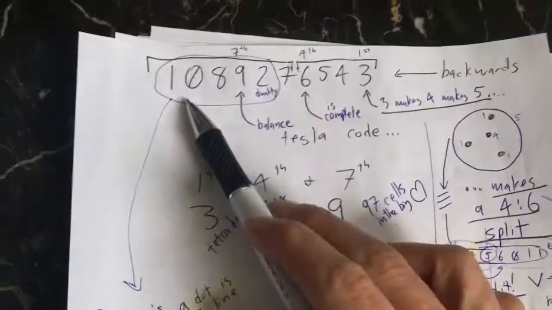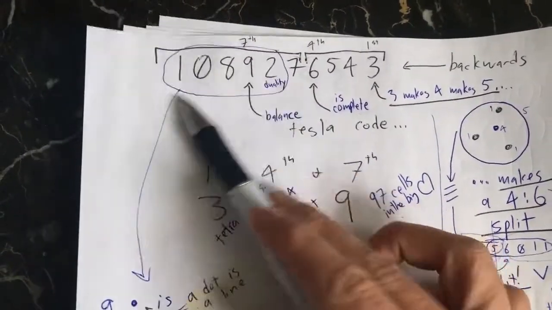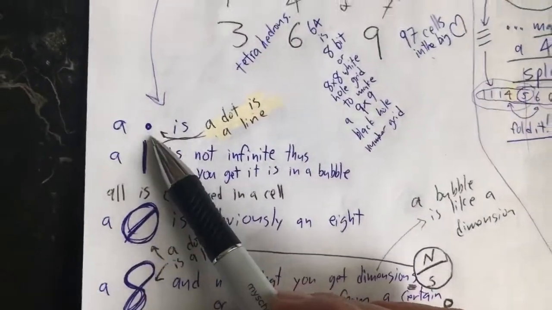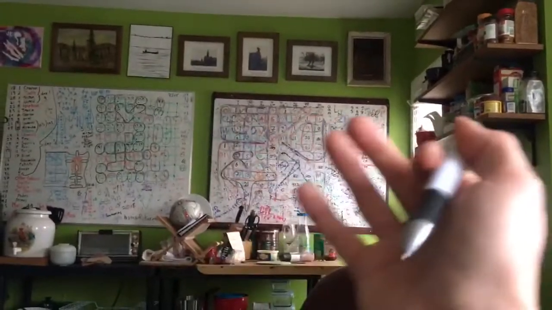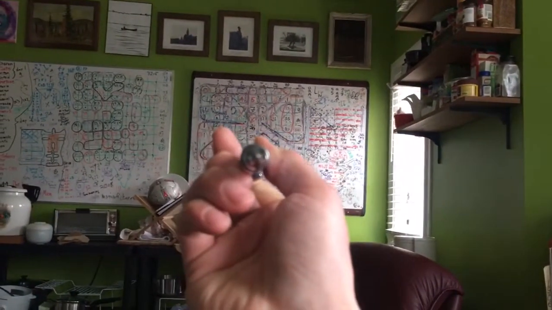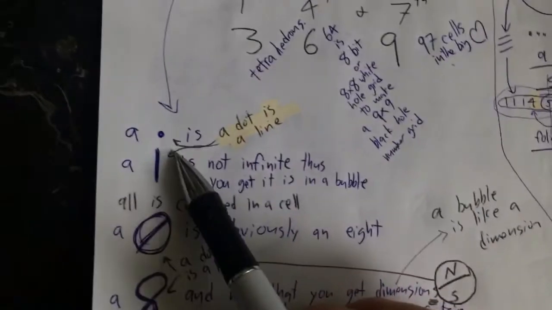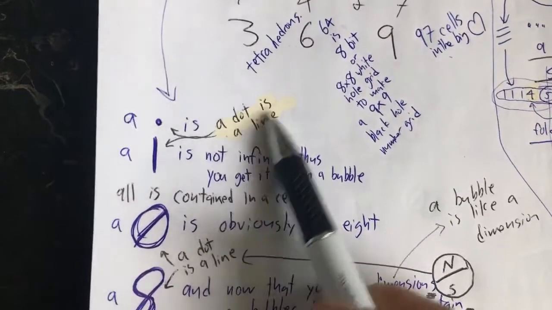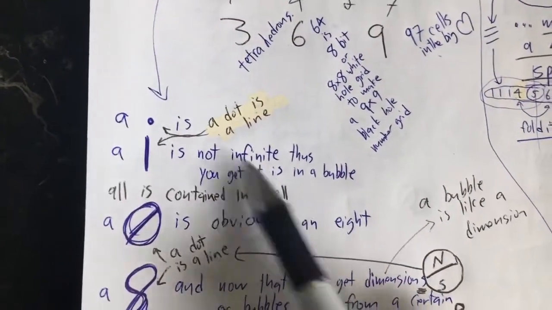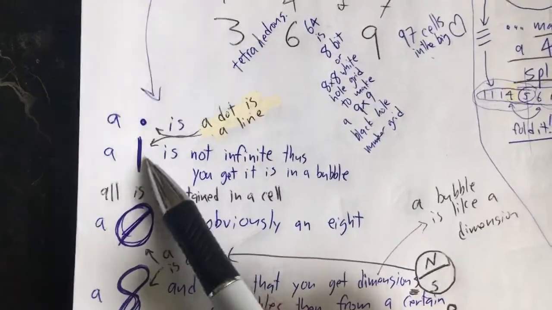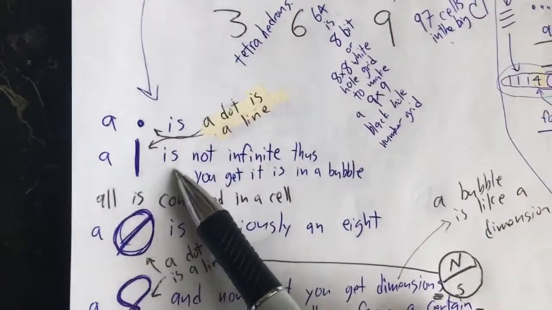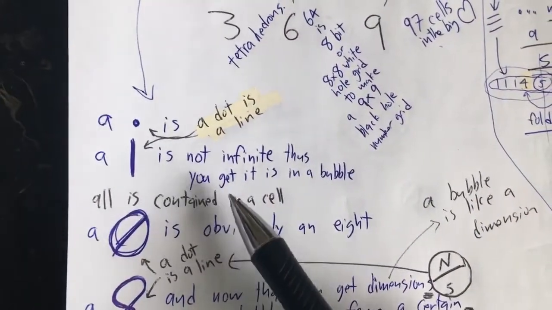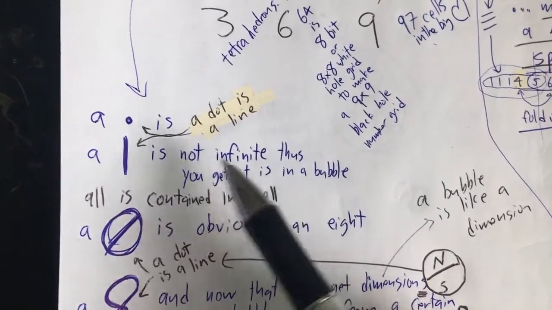So we're going to look at this now. The 10892. Okay, how this is derived. So you take a dot, because this is all derived. This is my proof of what a dot is expanded upon. I looked at a singularity and decided to go deeper. So a dot is a 1, okay, a dot is a line, is not infinite, because it's contained. Like, this looks like a 1. It's not going off the page. It's not infinite, thus you get it is in a bubble.